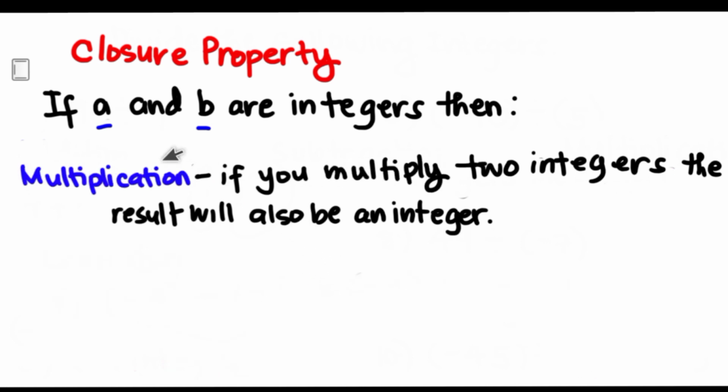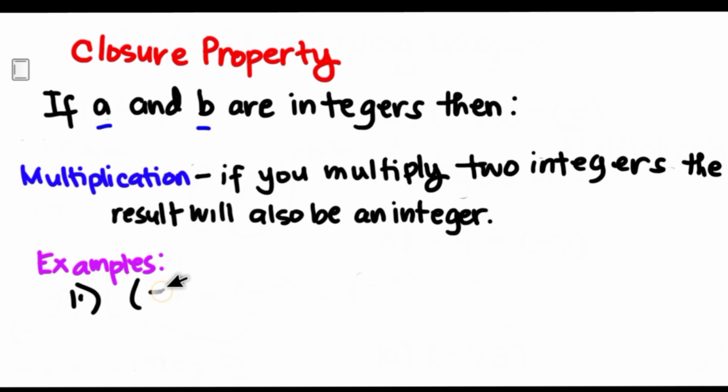So, dito naman tayo, closure property pa rin. Ito naman, under naman multiplication. So, if you multiply two integers, the result will also be an integer. Pag nag-times daw po tayo ng dalawang integer, ang sagot doon po ay integer pa din. So, let's have an example. Tingnan natin kung tama ba yung property na yan. So, let's have few examples. Let us have example number 1.